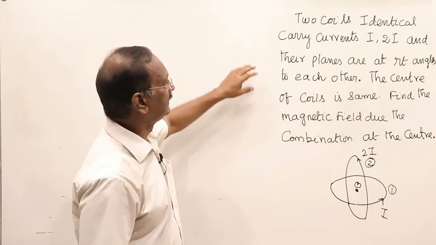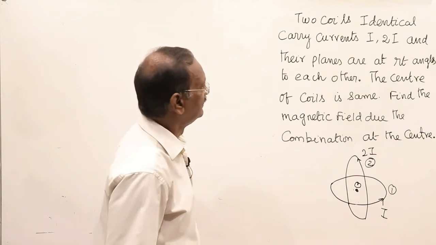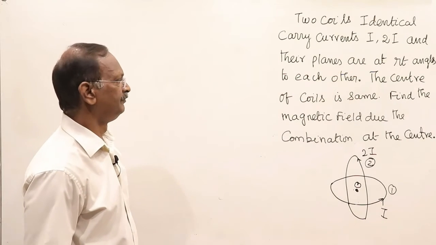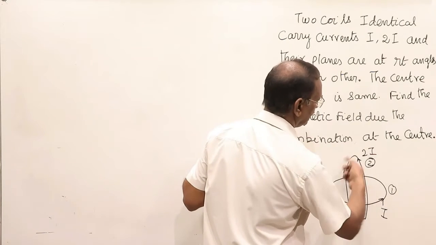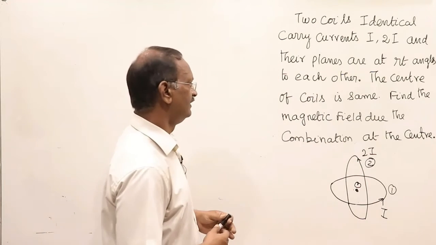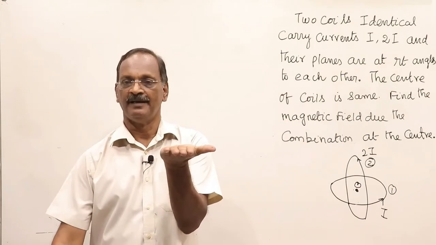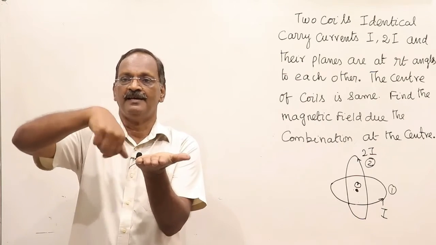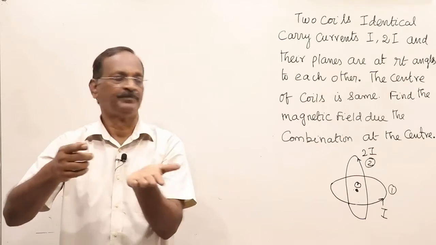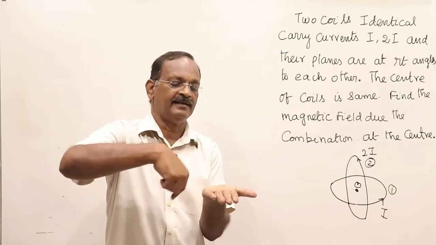Two identical coils carry currents I and 2I, and their planes are at right angles to each other. The center of the coils is the same. So the center for this coil and this coil is the same. Find the magnetic field due to the combination at the center, because one is in this plane and one is in this plane. Let us assume the first one is lying in this plane and carries current like this.